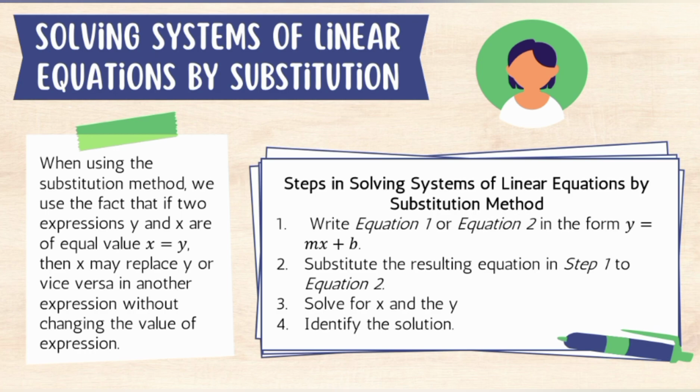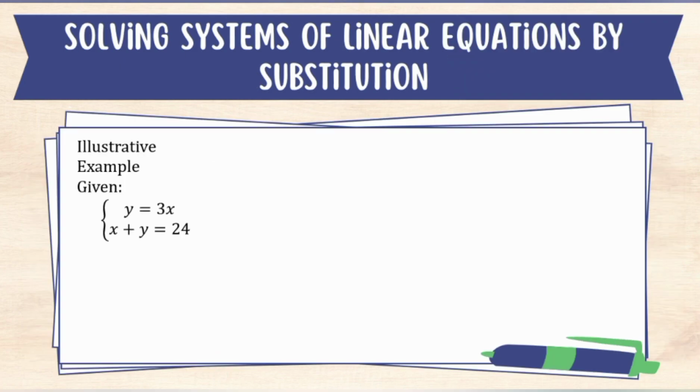Here are the steps in solving systems of linear equations by the substitution method. First is to write the first equation or the second equation in the form y = mx + b. Second is to substitute the resulting equation from the first step into the second equation. Third is to solve for x and y. And lastly is to identify the solution. Here we have an illustrative example in solving systems of linear equations by substitution: y = 3x and x + y = 24.